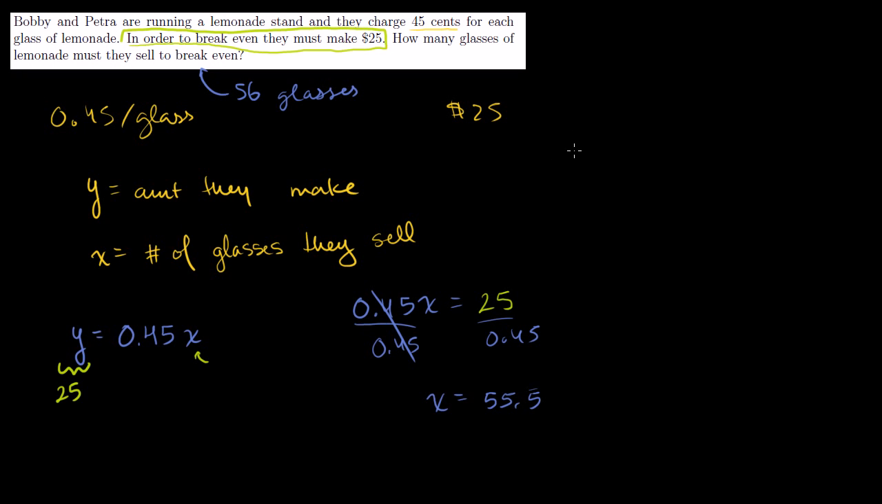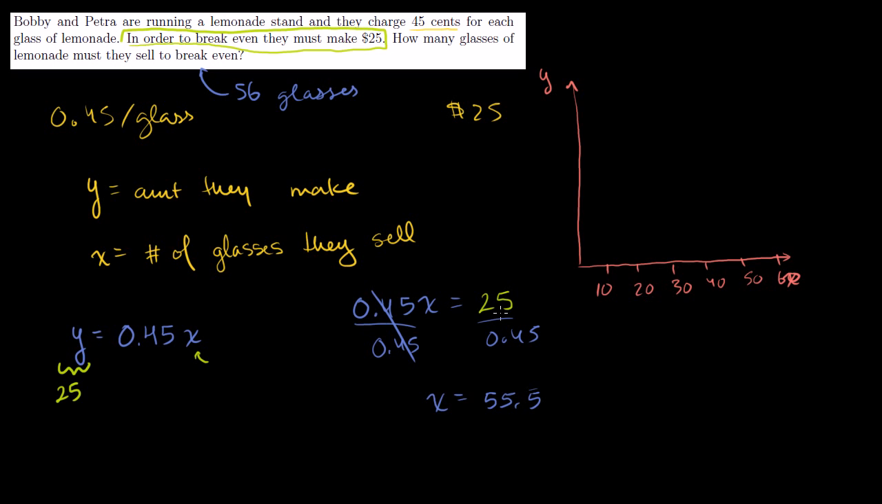And just to graph this, once again, we'll hang out in the first quadrant because everything is going to be positive. Every glass they make 45 cents. So let's say this is the number of glasses, x. This is how much they make. Let me go by increments of 5. Actually, I need to go by even larger increments to get to the point that we're talking about. Let me go by increments of 10. 10, 20, 30, 40, 50, 60.